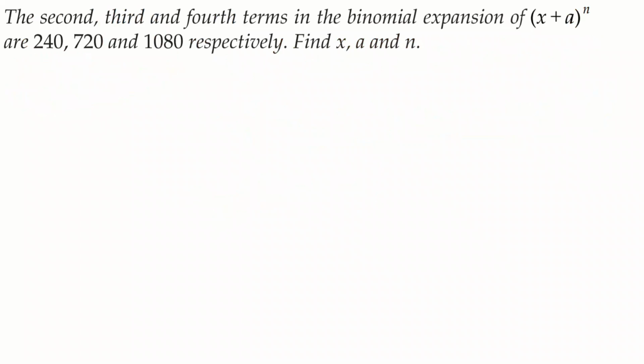Okay, one more question. The second, third and fourth terms in the binomial expansion of x plus a whole to the power of n are 240, 720 and 1080. These are the second, third and fourth terms. Find the values of x, a and n.